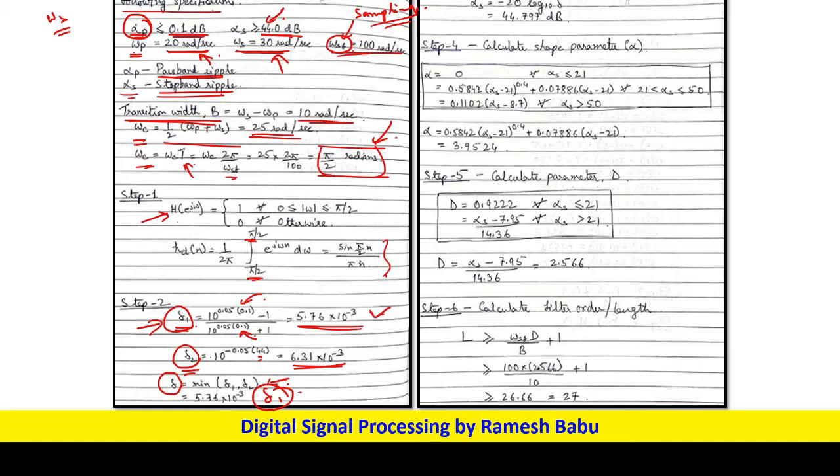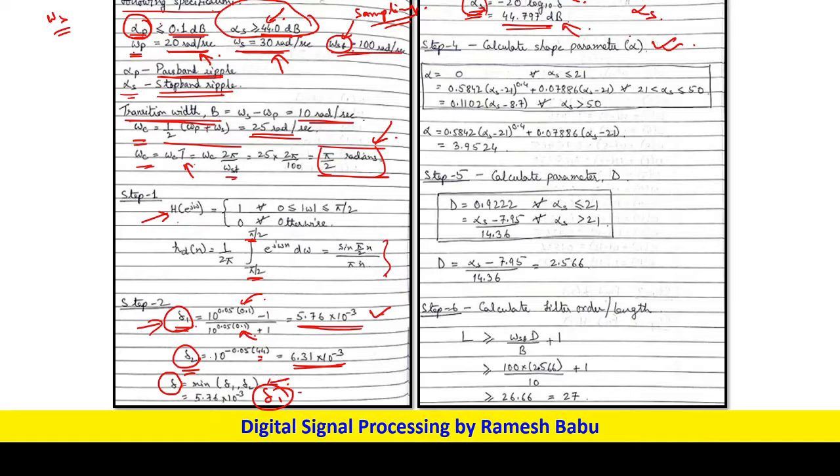Now in step 3, once we have calculated delta, we will calculate alpha s. So this alpha s is equal to minus 20 log 10 of delta, which is given by 44.797 dB. Herein, it was given as alpha s greater than or equal to, so it is not an actual number. So we need to calculate the actual parameter, and we got that the actual alpha s is 44.797 dB.